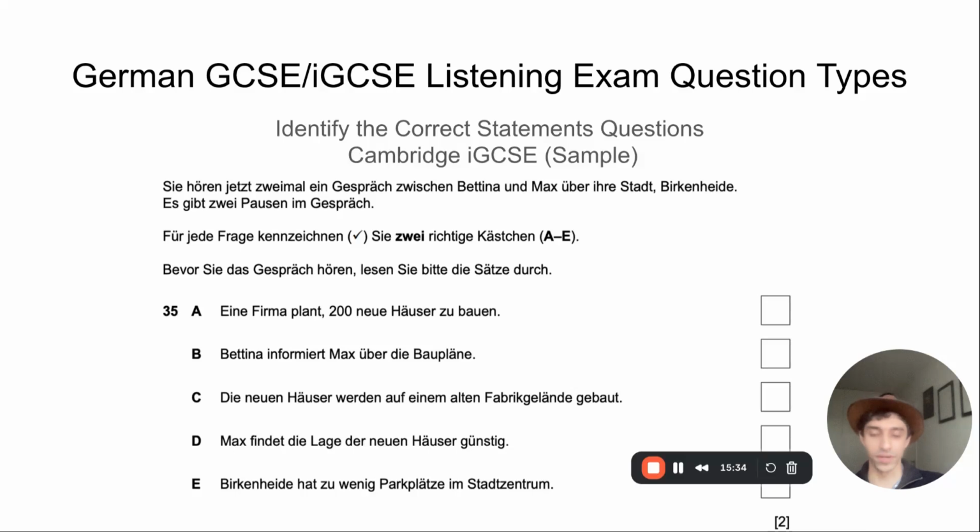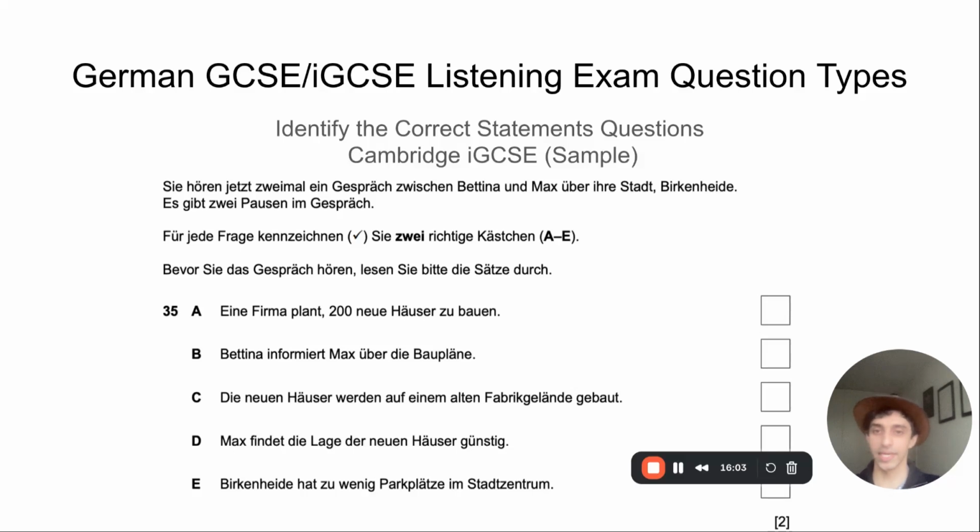Yeah, they will often try and mislead the students. For example, 35A says that a company is planning to build or construct 200 new houses. You may well hear something that sounds similar in the actual audio, but they may say something like 2,000 houses or 300 houses instead of 200. And those details can make all the difference, of course. So watch out for those details or listen out for those details too.